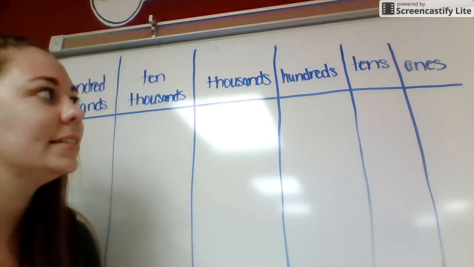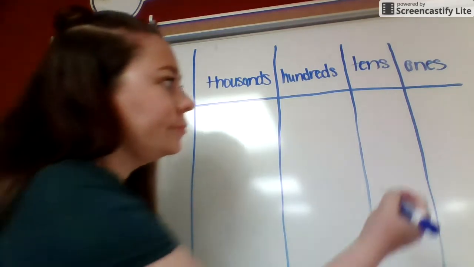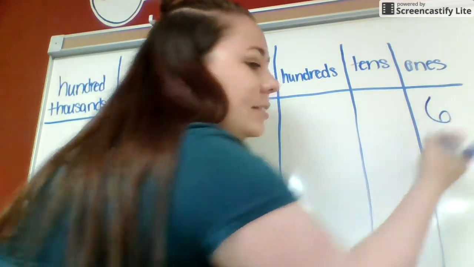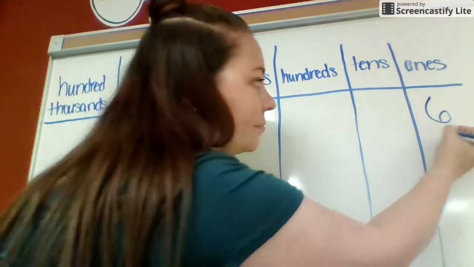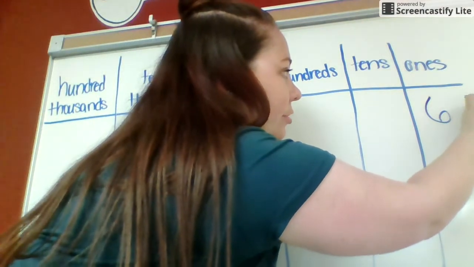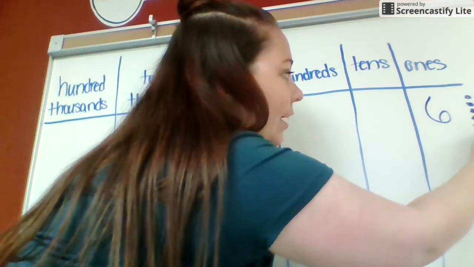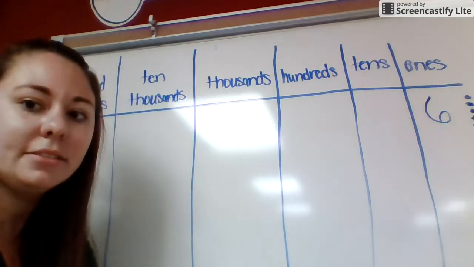Now, say we have a number 6. It is going to be worth 6 ones. So I'll draw that out. 1, 2, 3, 4, 5, and 6.